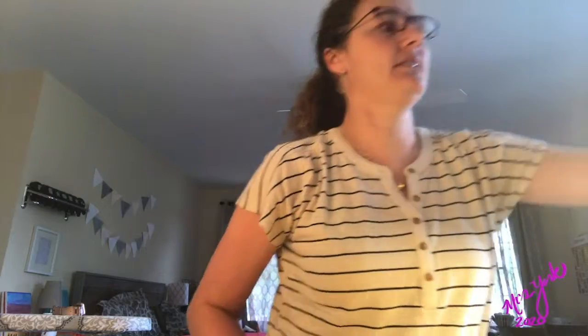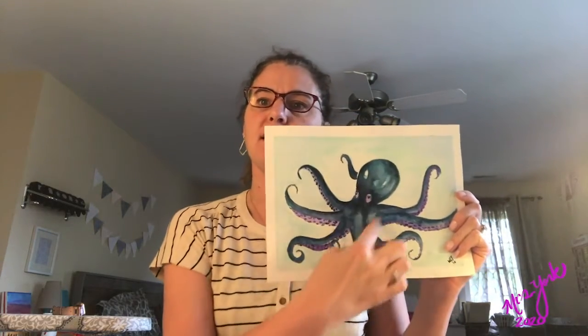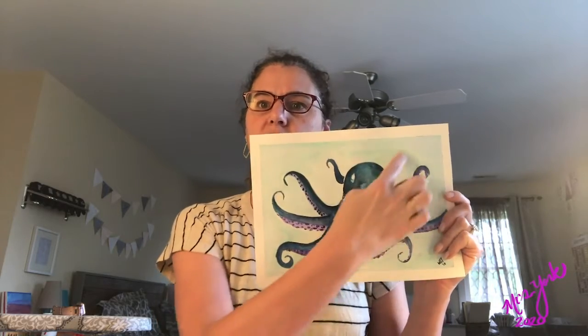Or, let's see, let me find one of my pictures from my portfolio. If we look at this painting that I did, this watercolor painting of this octopus, the octopus takes up the positive space, and then all of this area, the water area, is the negative space for my project in my painting.